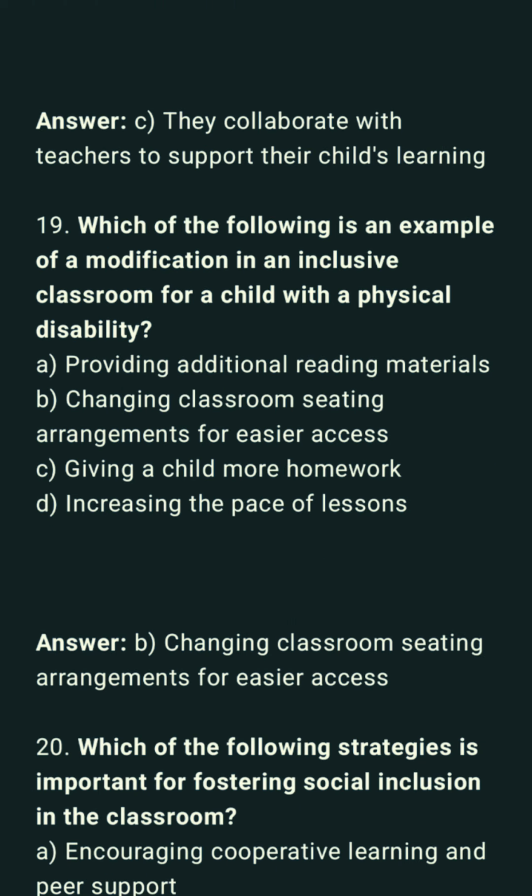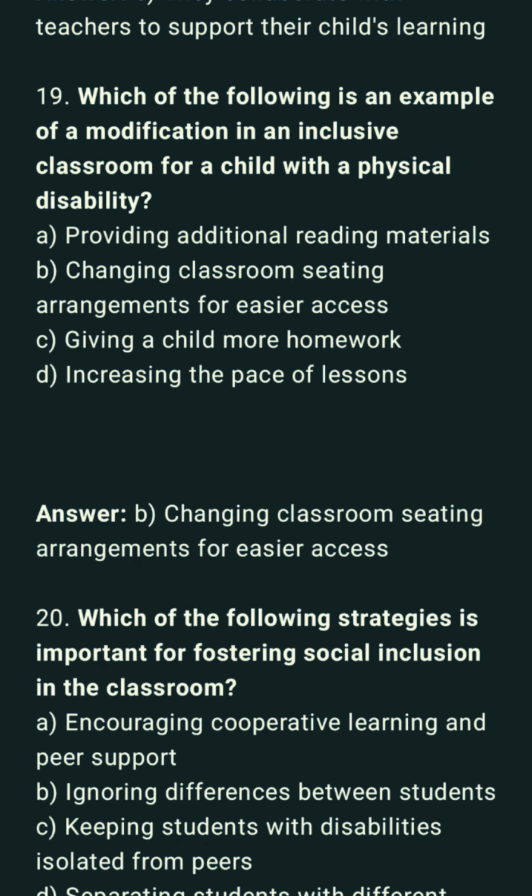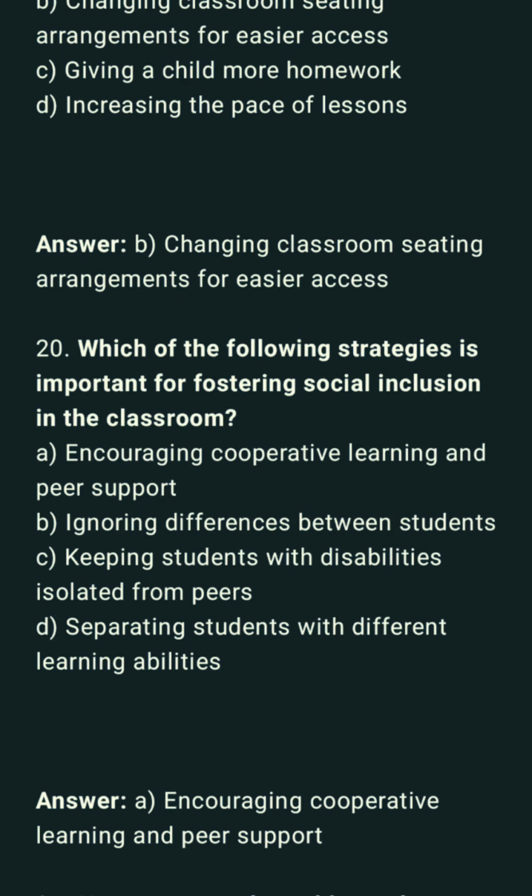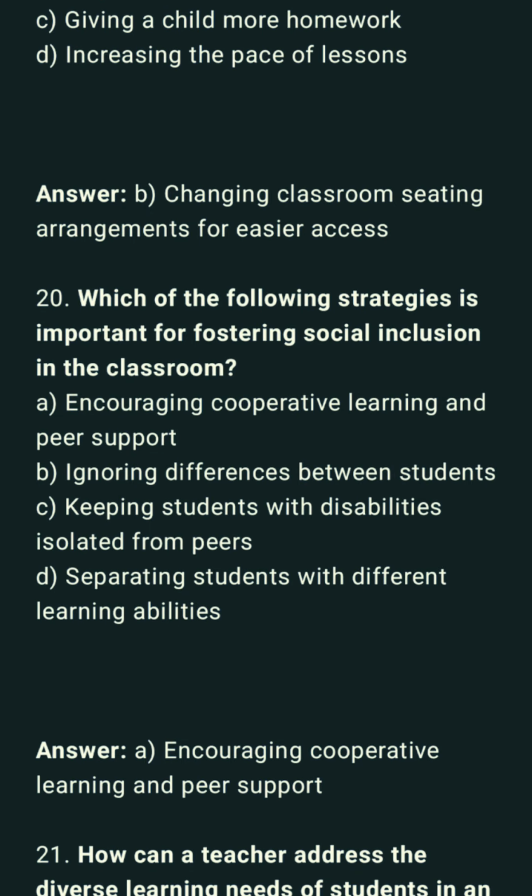Which of the following strategies is important for fostering social inclusion in the classroom? Answer number A. Encouraging cooperative learning and peer support.